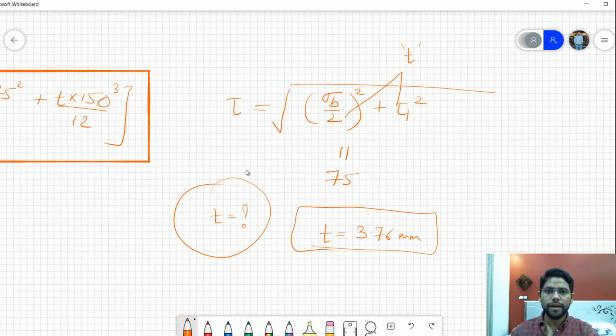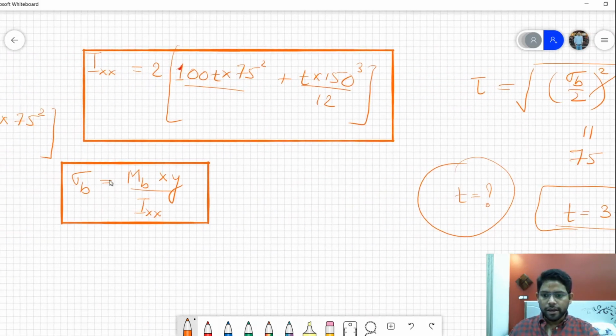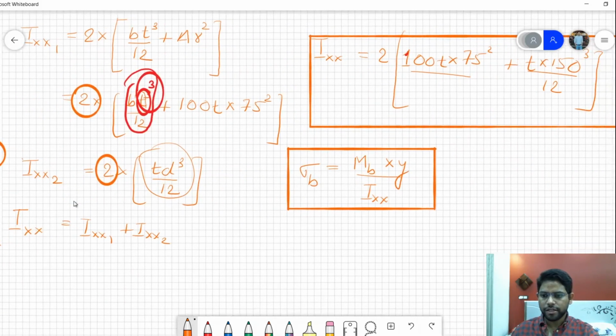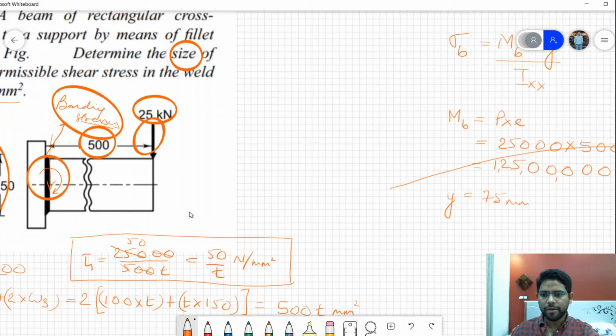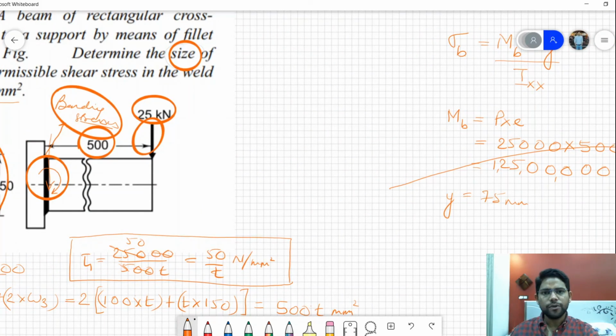In case the cross-sectional area of this cantilever beam is circular, you have to find the second moment of area in a slightly different manner, and I have explained this in my previous video. You can find the link at the top right corner for that video. You can clarify your doubts from that video.